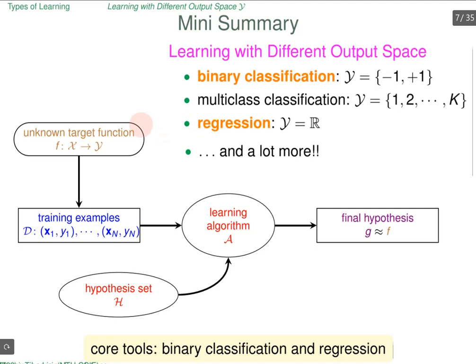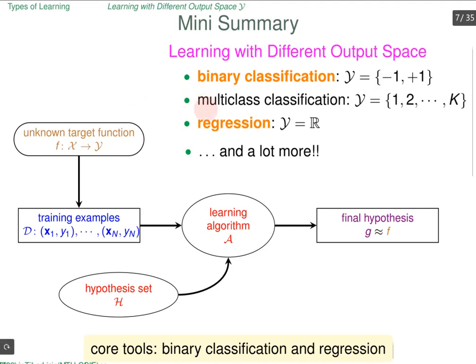So if we summarize, we have seen 3 different types of learning with different output spaces. The first one was binary classification, which involved a binary output, usually denoted by minus or plus 1, and can be used for simple tasks such as, given data from a customer or applicant who is applying for a credit card, we're just interested in a yes or no answer, approve or deny.